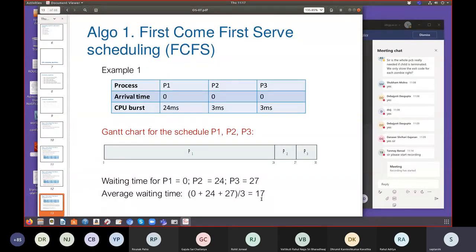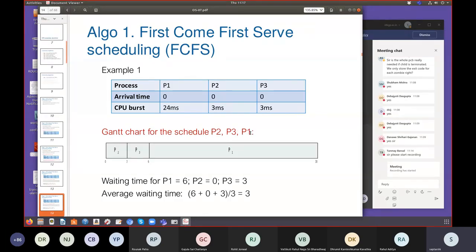Any questions here? Okay, if not, let me proceed. Now this is for the schedule P1, P2, P3. For the same example, let us consider another schedule, P2, P3, P1. Now you see P2 is scheduled first and it runs for 3 milliseconds. Then P3 is scheduled, it runs for 3 milliseconds. And then P1, it runs for 24 milliseconds.